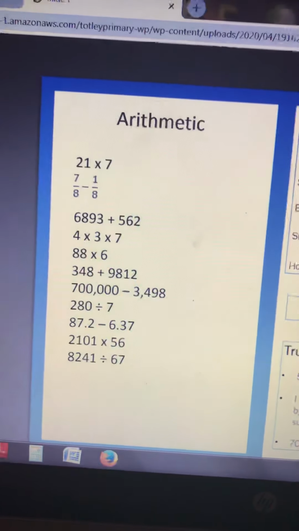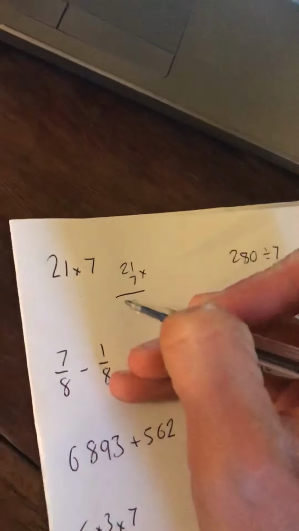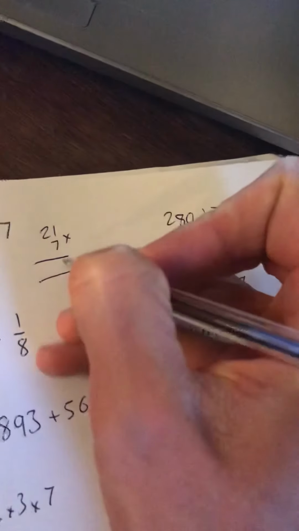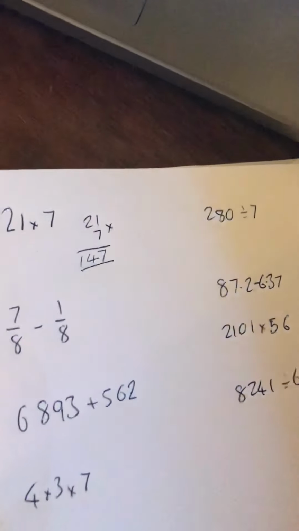First question on arithmetic is 21 multiplied by 7. So I'm going to lay that out using short multiplication. 1 times 7 is 7. 7 times 2 is 14 to get an answer of 147.